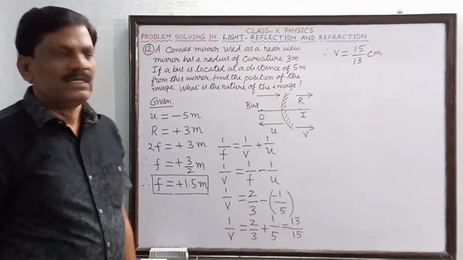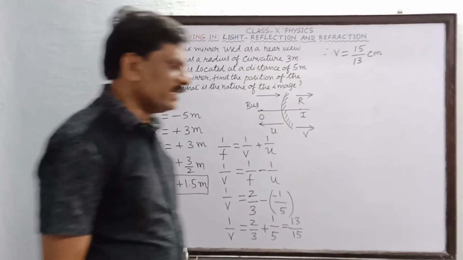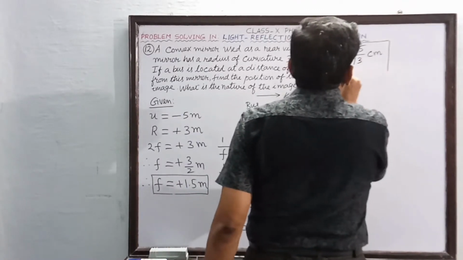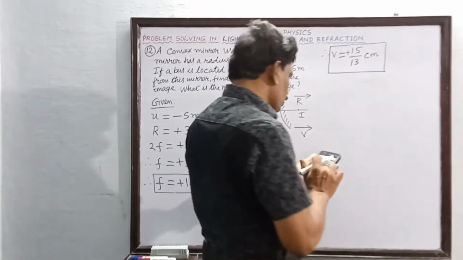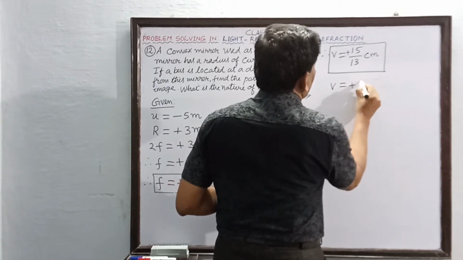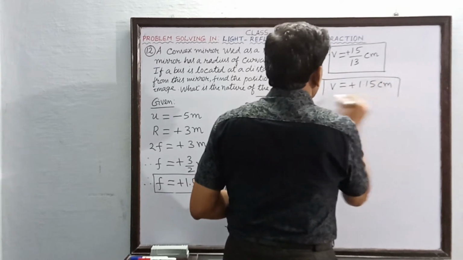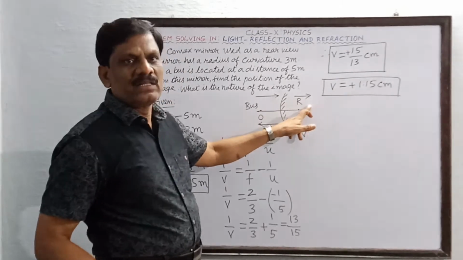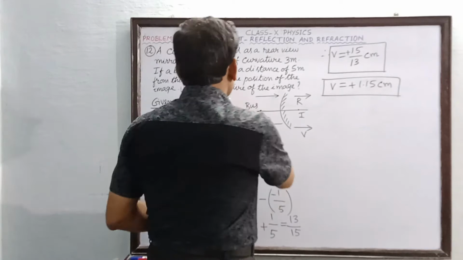If you want, you can use the calculator and find out 15 divided by 13. So this is the image distance. I am going to find this ratio 15 by 13 using a calculator. So 15 divided by 13 is equal to plus 1.15, and the unit is meter. We get a positive value, so the image is formed on the other side, virtual and erect and diminished.